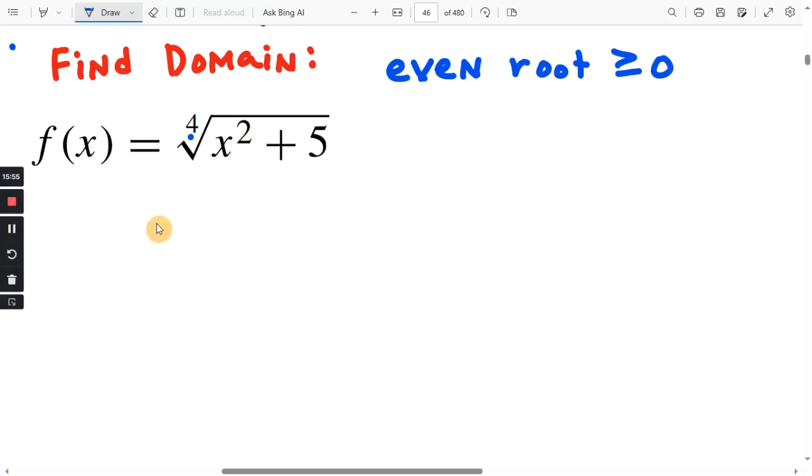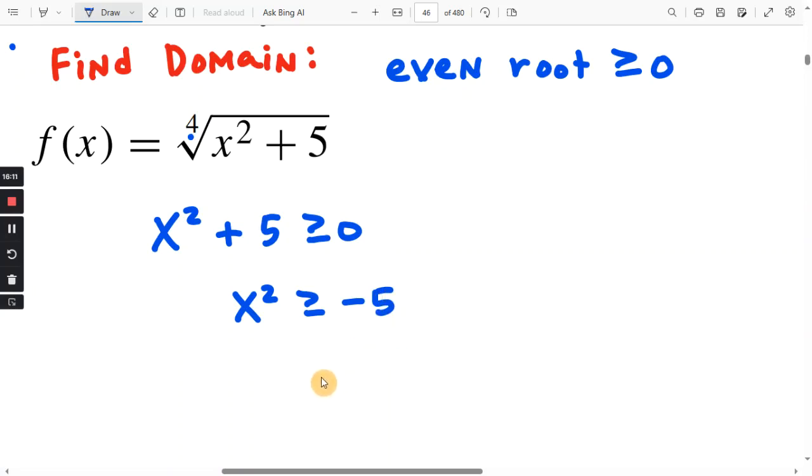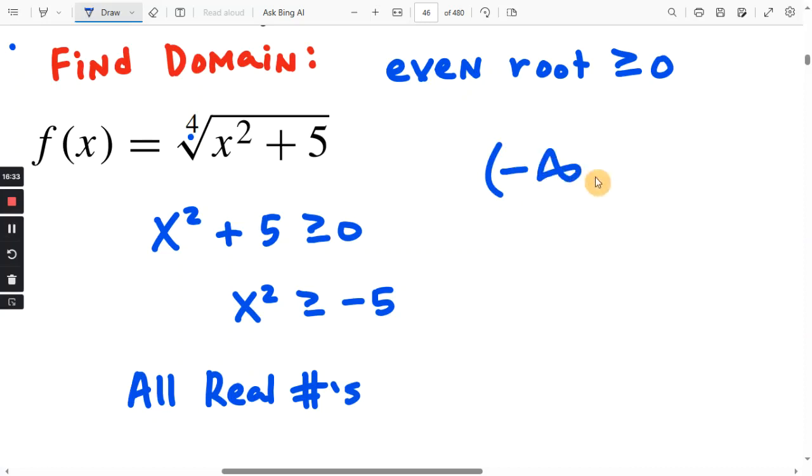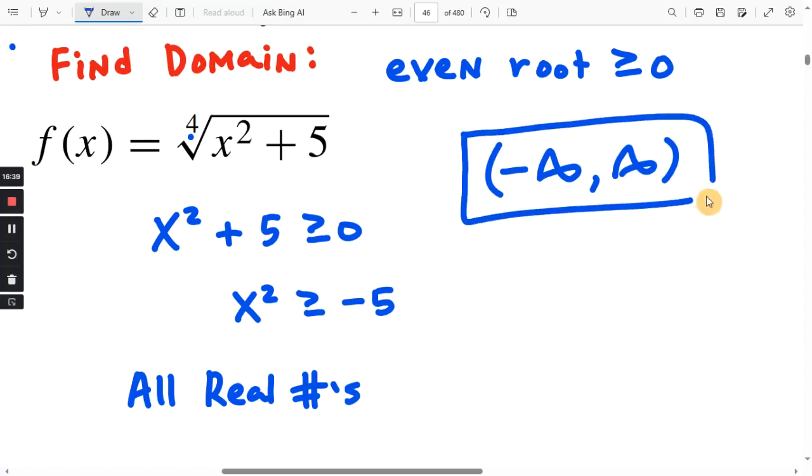So right here, x squared plus 5 is greater than or equal to 0. And if we did minus 5 on both sides, we'd have x squared greater than or equal to negative 5. No matter what you plug in for x, it will always be greater than or equal to negative 5. So it's basically all real numbers. All right, and when it's all real numbers, the domain runs from negative infinity to positive infinity. That's all real numbers.